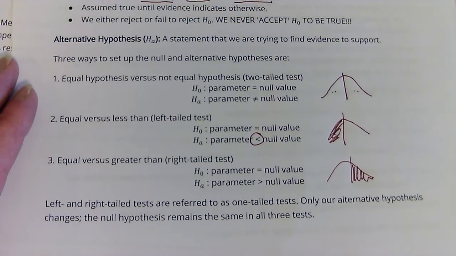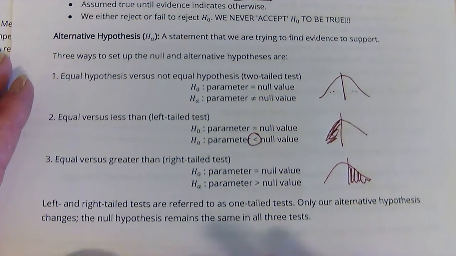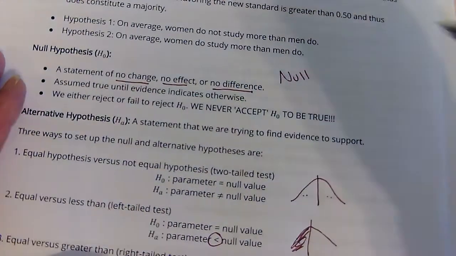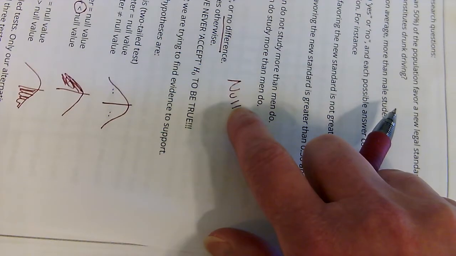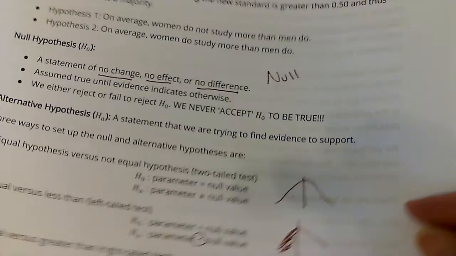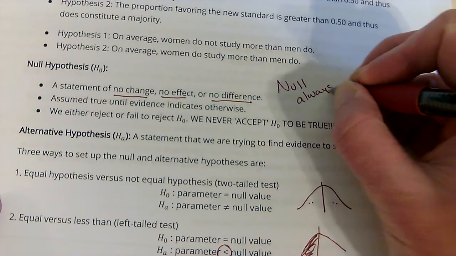Now, left and right tail tests are referred to as one-tail tests. Only our alternative hypothesis changes. The null hypothesis remains the same in all three tests. It's always going to be equal, and I remember this because the null, if you look at the L's, that's an equal sign. So null is always equal.